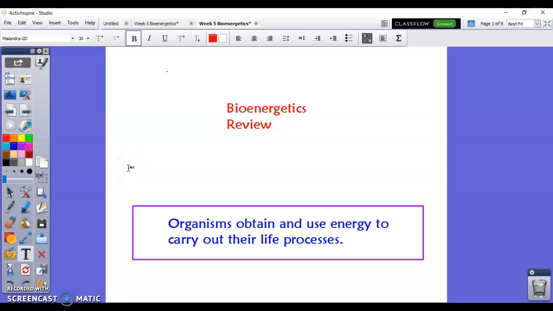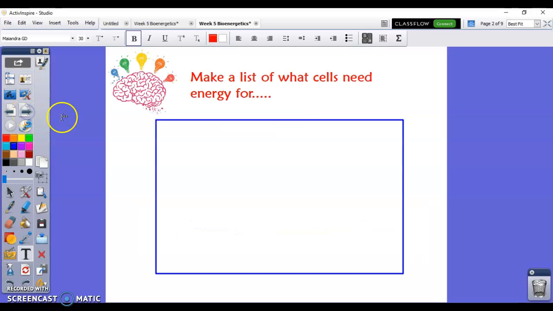All right, since we're talking about ecosystems, it's time to do a review of bioenergetics and how organisms are going to obtain and use energy. This is important in an ecosystem as we talk about food chains and food webs, and we give some different names and terminology.